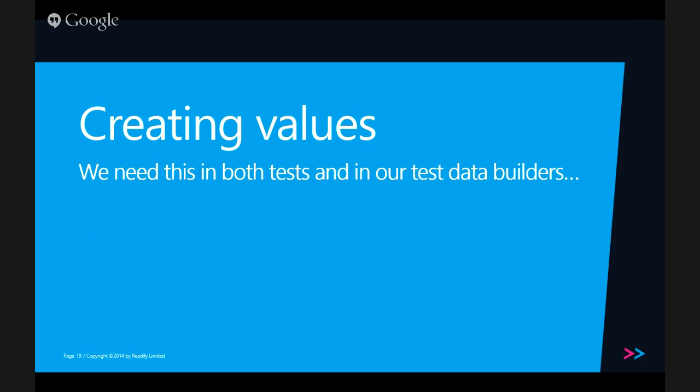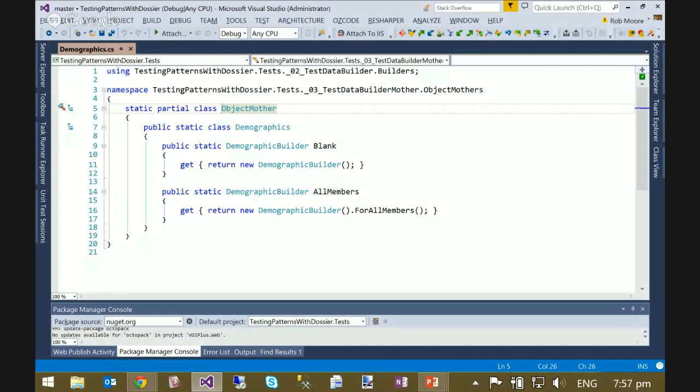Now, this is interesting in both our tests and our test data builders, because in the constructor of our builders, we need to set up common initial data states. So we're creating values there, but we're also creating values in some of our tests. So again, show me the code.